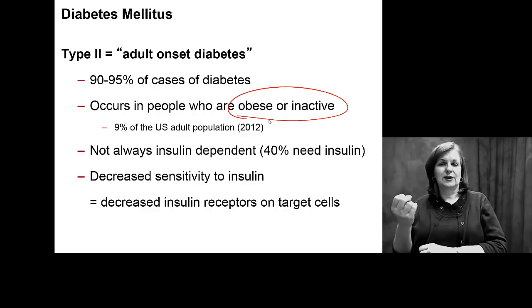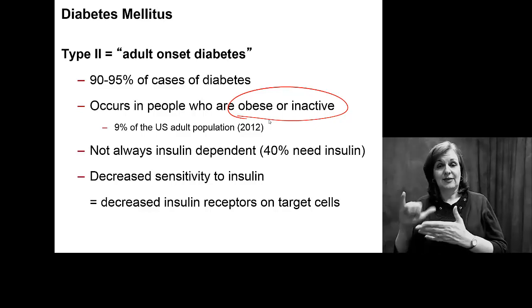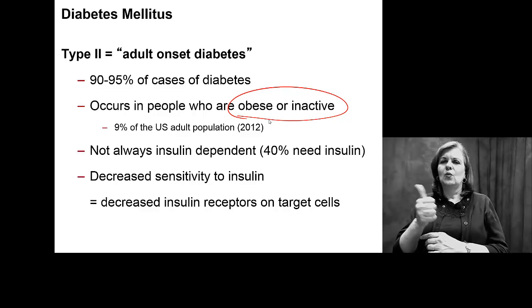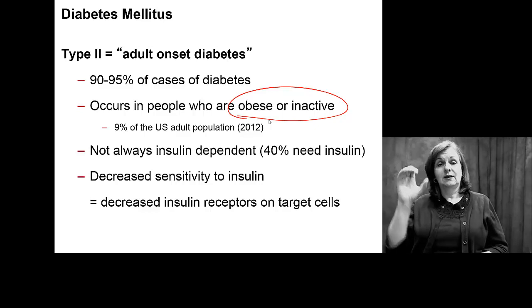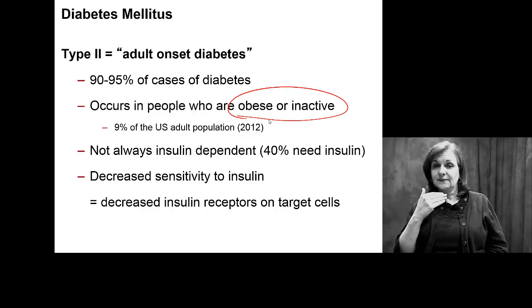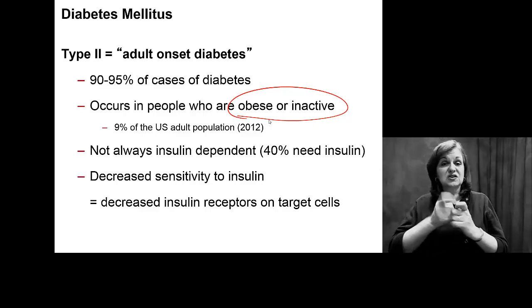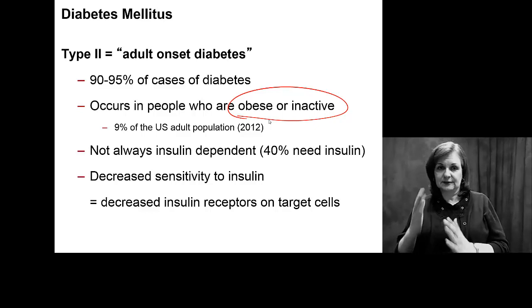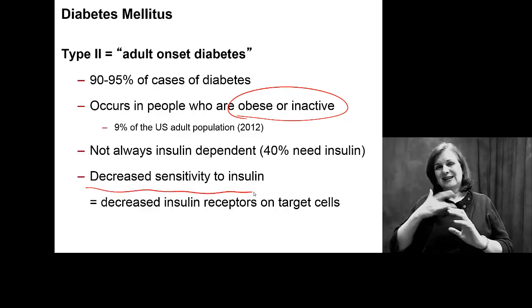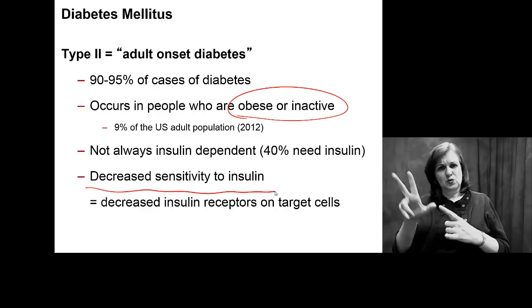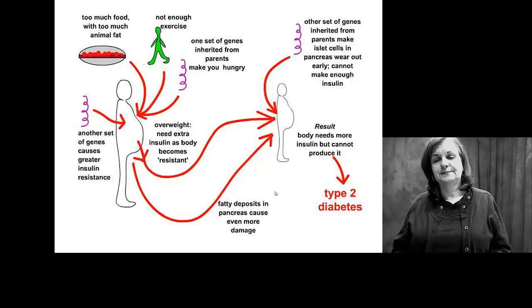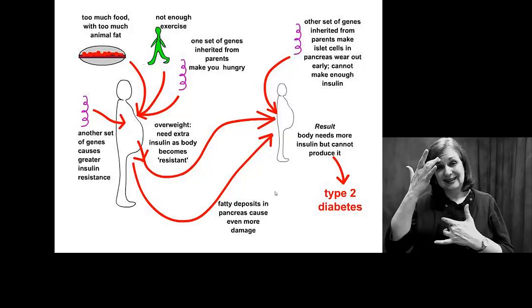In 2012, it was about 9% of the U.S. adult population that had this form of diabetes. So that's a huge number. Think about it. 1 in 10, roughly, individuals have adult onset diabetes, meaning that a change in diet and an increase in activity could make them no longer diabetic. This decreased sensitivity to insulin because of the changes in receptors is the key to all of this. And often, as we said, it's in individuals who are overweight.